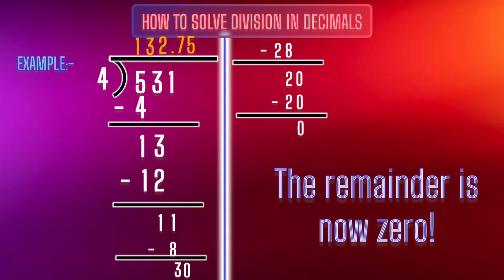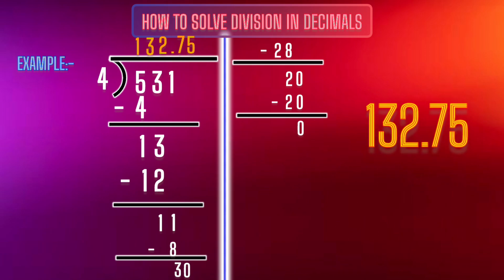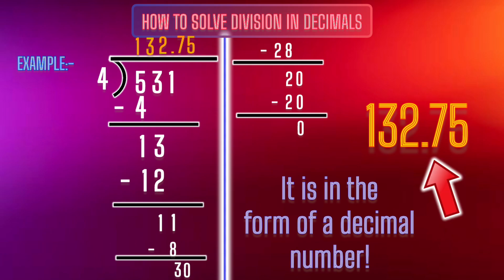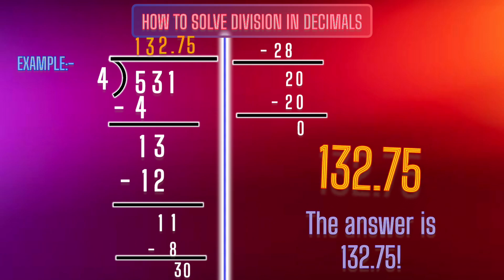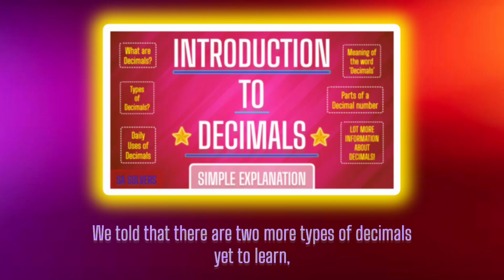Great. The remainder is now 0 and the final answer is in the form of... That's right! It is in the form of a decimal number. The answer is 132.75. Cool.